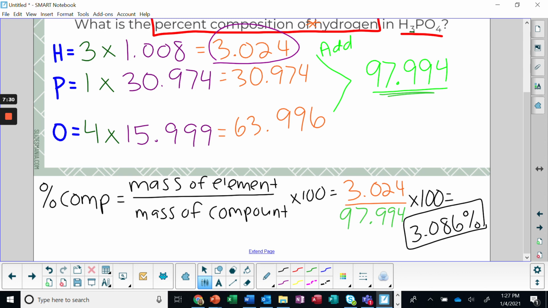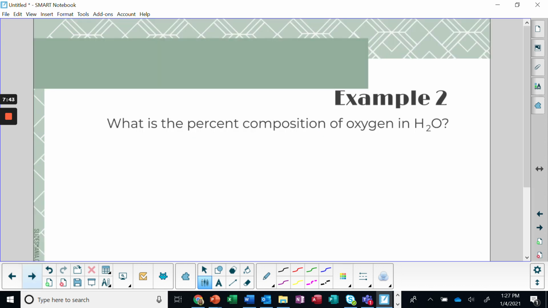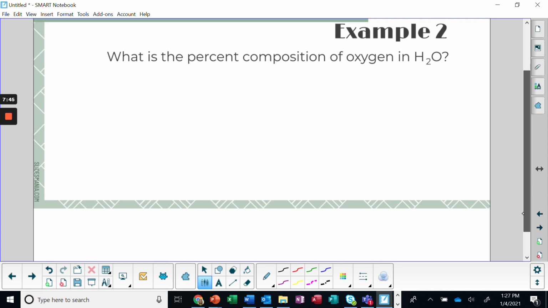Okay. So easy enough. All this stuff up top, all the way up to where I found the mass of 97.994, we have already done that. The new part is plugging it into the equation. Let's do one more. I'm going to do one more with you.